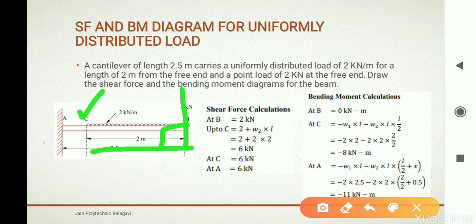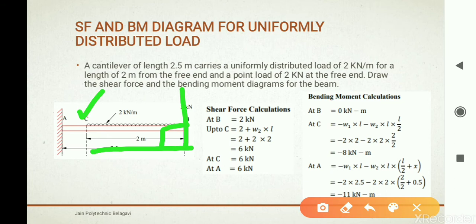Now we will consider the UDL, that is W2 into L by 2. Then 2 into 2 meters, and the UDL is acting at the center of the 2 meter span, that is 1 meter. So 2 into 2. So totally it will be minus 8 kN·m.